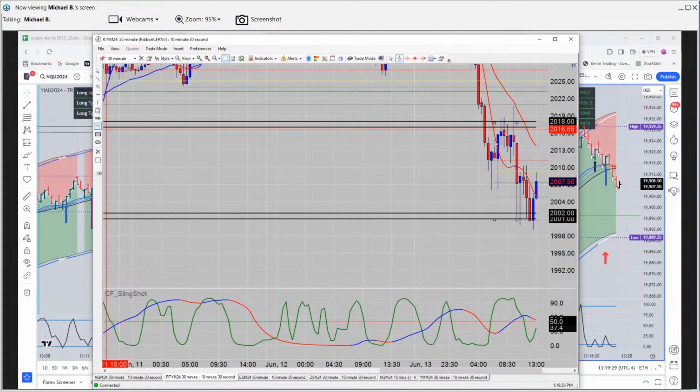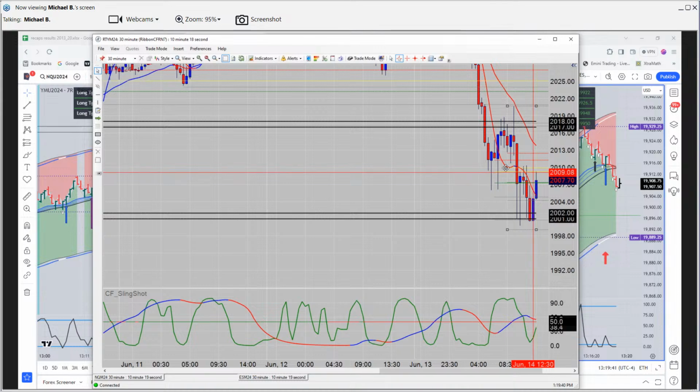If I do another one of these on the day's movement from up here down to here, you see the 50% retracement on the day's movement is right there. This is between the zones. This is the day's movement. So there's a lot of resistance right there, a lot of reason for it to fail.